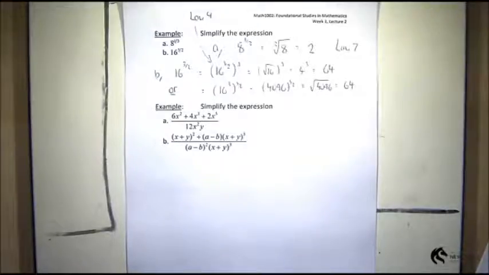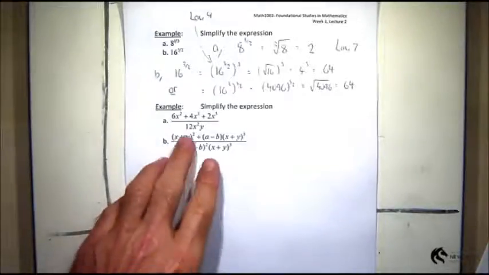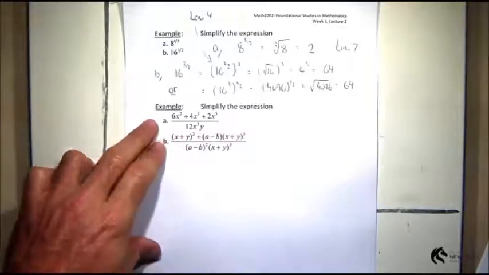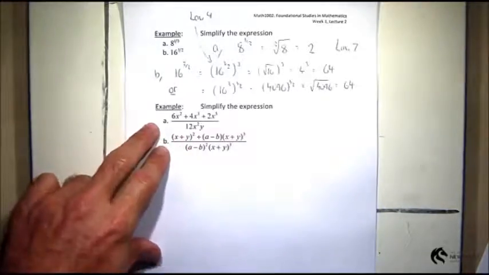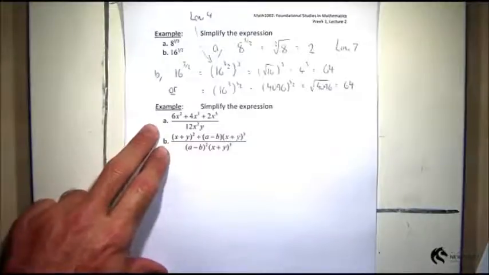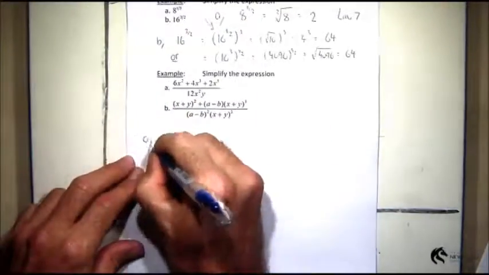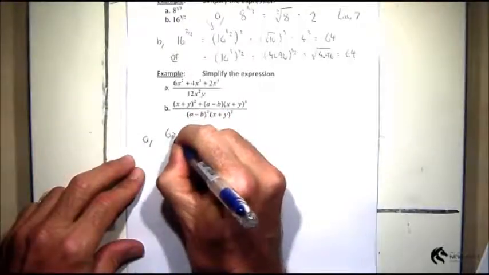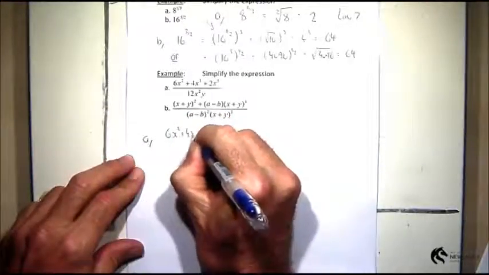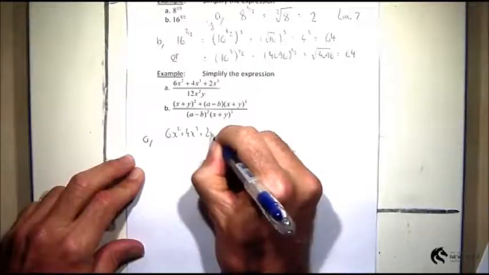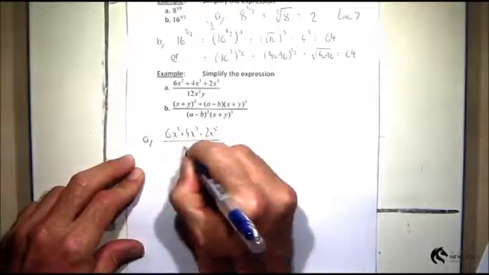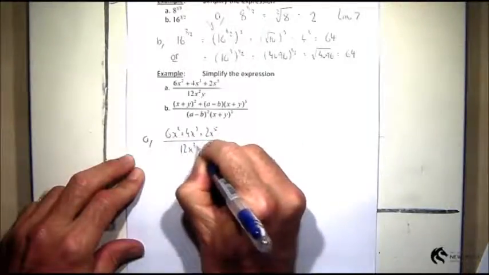Let's see if we can use the laws of indices and our other tricks that we already looked at last lecture to simplify these horrific looking things here. So let's have a go. So part A. So I have 6x squared plus 4x cubed plus 2x to the fifth, all divided by 12x squared y.